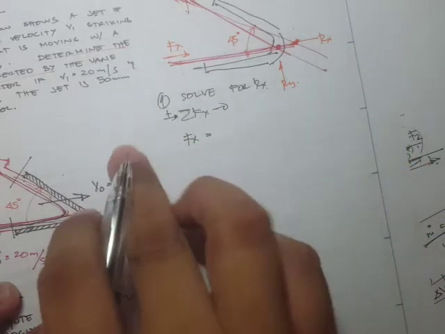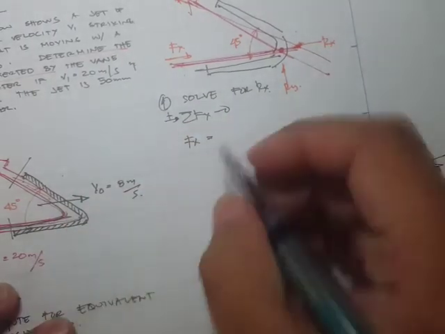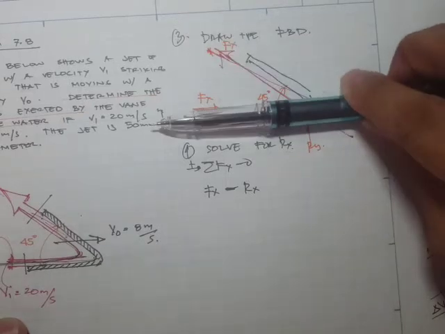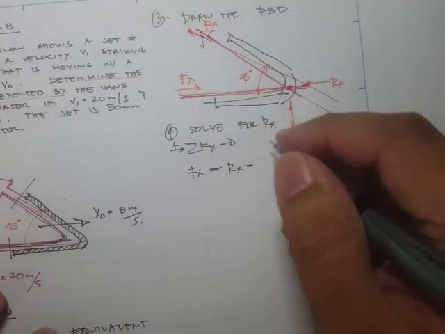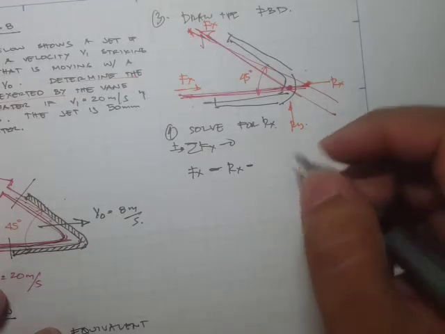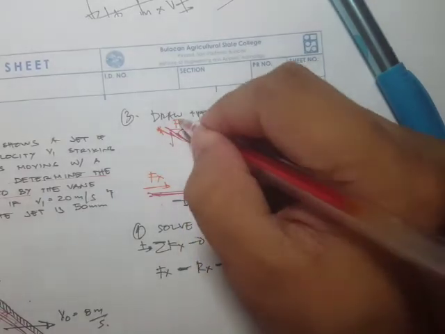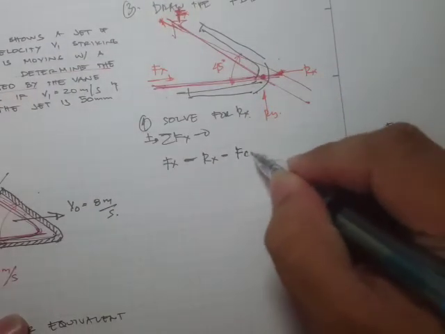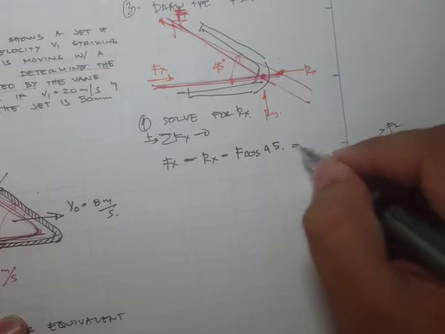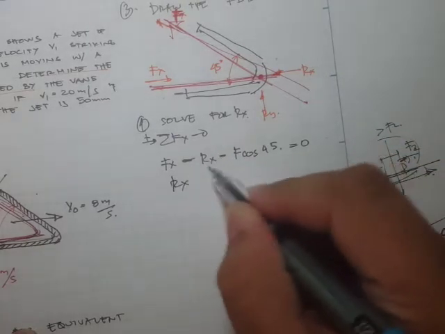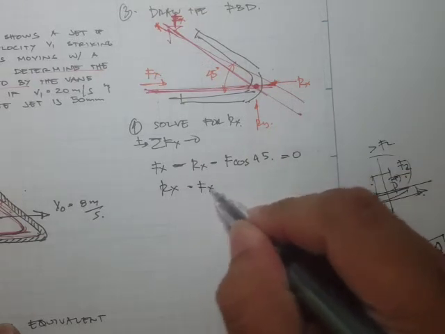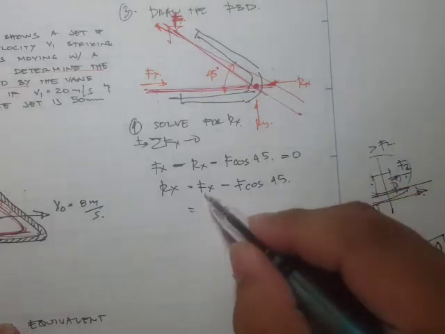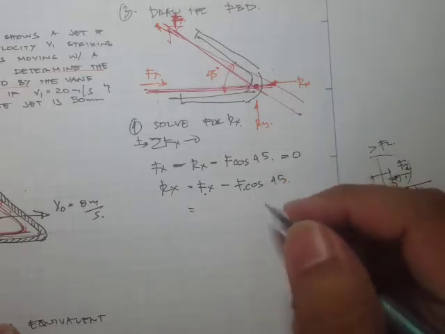minus. Let's assume that every force going to the right is positive, and therefore this Rx is negative, minus Rx, and of course the x component of this force is going negative, so minus, or let's just write this as F, so that we will not be confused. So that's just F cosine 45 is equal to 0. So Rx, we transpose this Rx to the right hand side, so what we're left with is F sub x minus F cosine 45. Since Fx and F are just the same, then I guess we can factor this out.